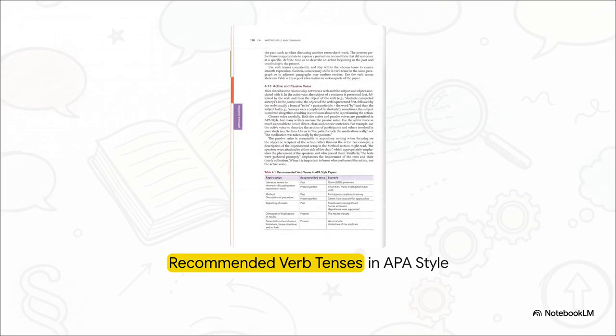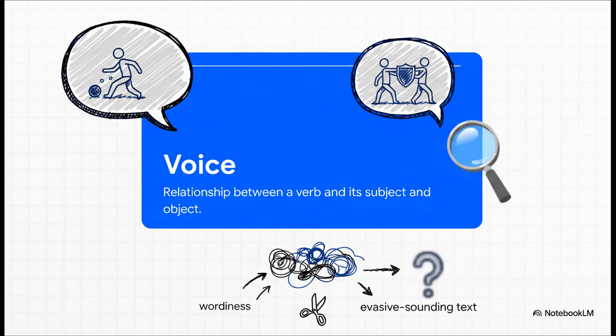If you're doing a literature review, you might use the past tense for a specific study, or present perfect to describe ongoing research. But in your methods section, when you're describing a procedure you've already finished, that should firmly be in the past tense, like participants completed a survey. Alongside tense, we've got to talk about voice.